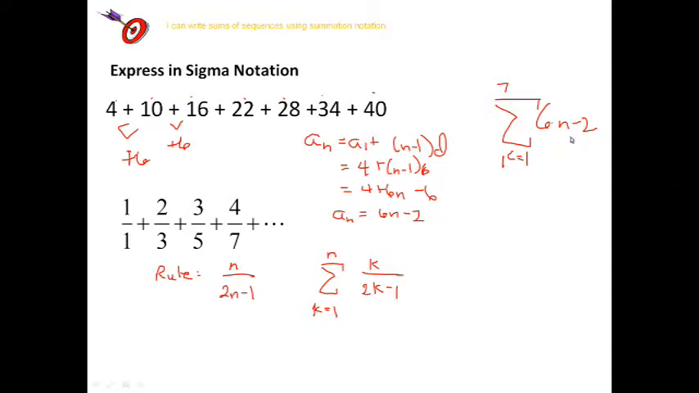I did make a boo-boo up here. You should always put a k in here, not an n. So this should actually be 6k minus 1.